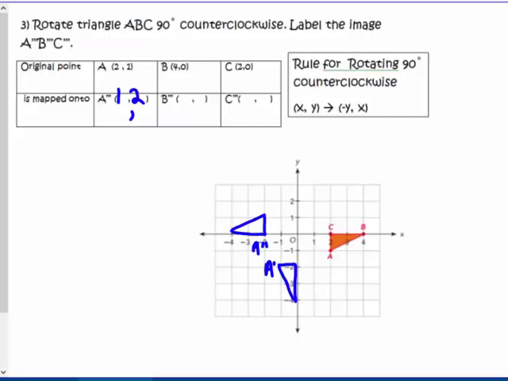1, comma 2, 0, comma 4, and 0, comma 2. Okay, so 1, 2 puts A triple prime, and B triple prime is 0, 4. Oh, it's off the graph. You can't do that. Oh, that's a no-no. Really don't want to do this. And C triple prime is 0, 2. Normally I would say not to do this, but we do want to graph this, so.